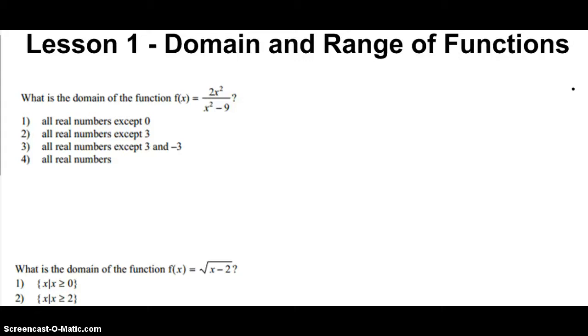All right, let's start our lesson on domain and range of a function. Domain by definition is all possible x values, and range is also all the possible y values of a function. All right, so what do I mean by possible?